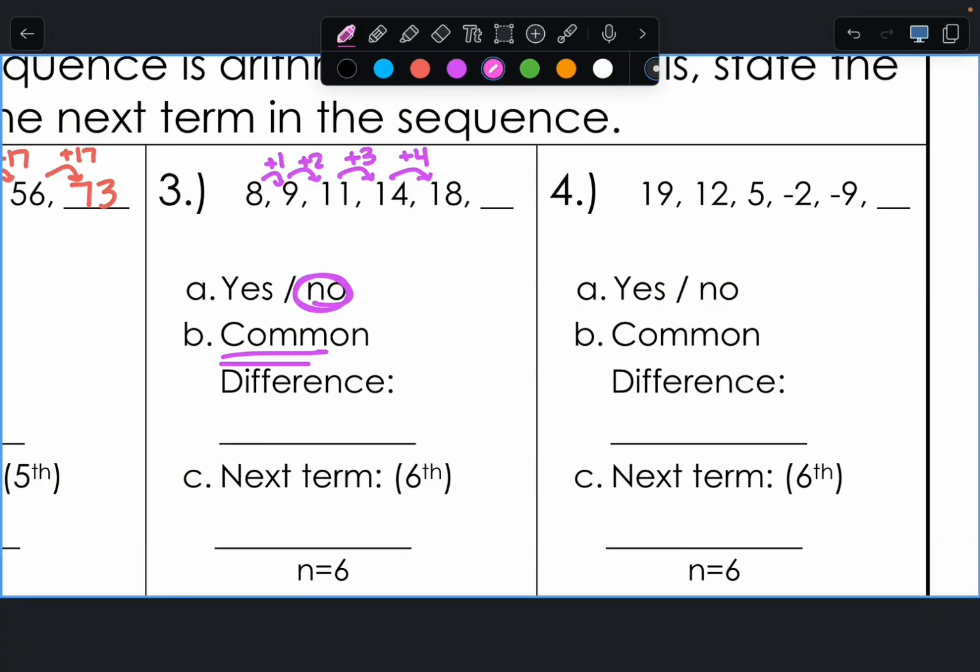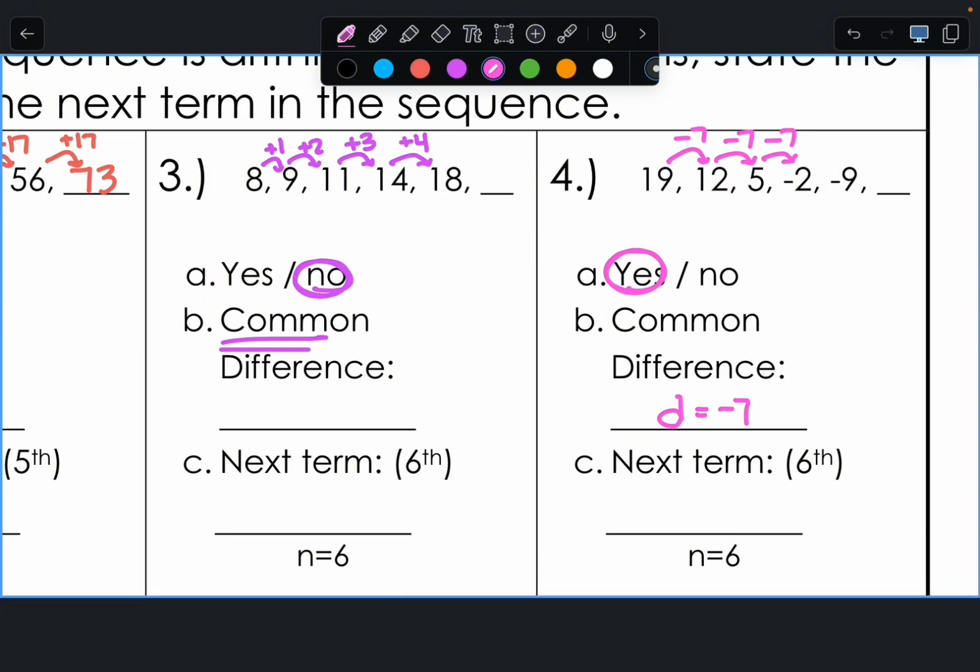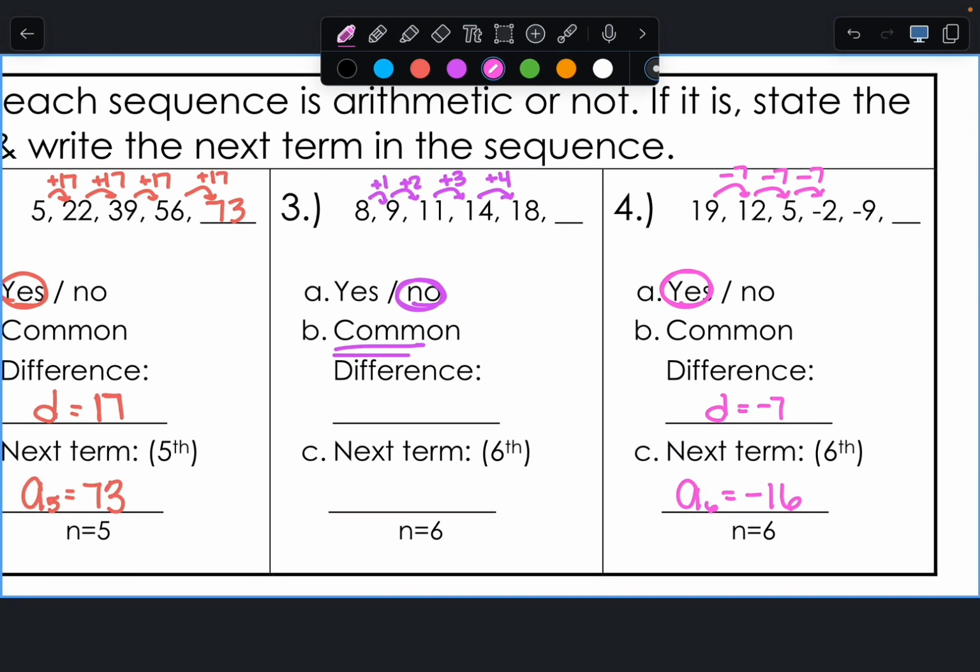Number 4. How do we get from 19 to 12? 12 to 5? 5 to -2? So is this an arithmetic sequence? Yes. The common difference is -7. You're adding a -7 or you're subtracting 7. And the sixth term in this sequence is -16. Oh, wait. Yeah, I was thinking 16, but negative. -16. Yes. Questions so far? No. All right.